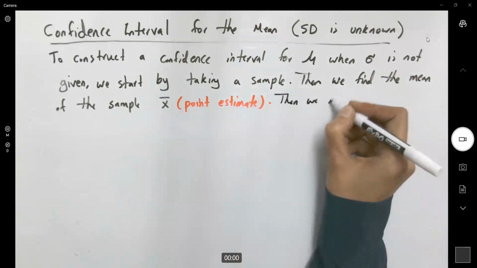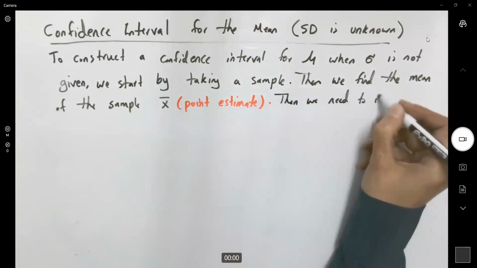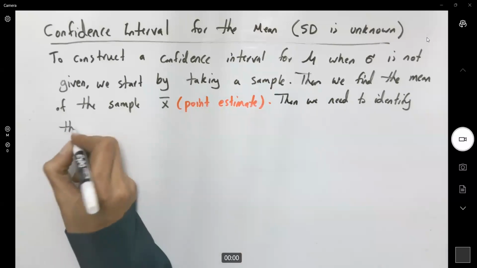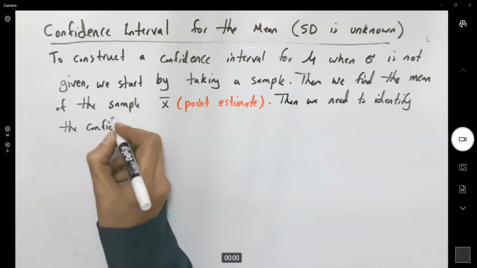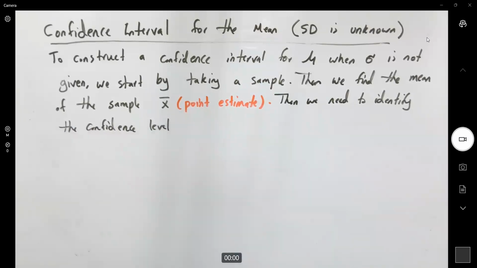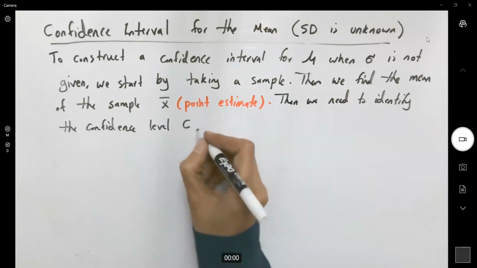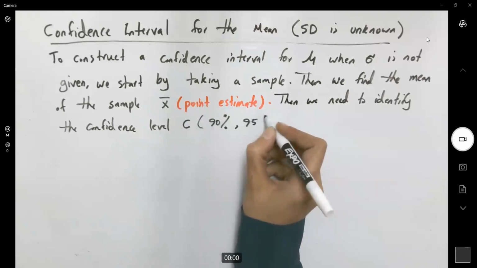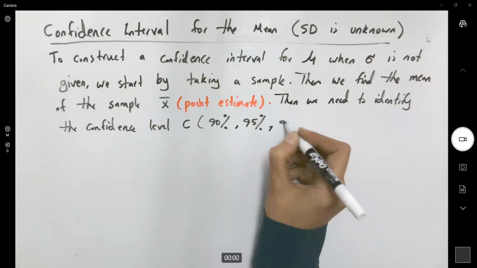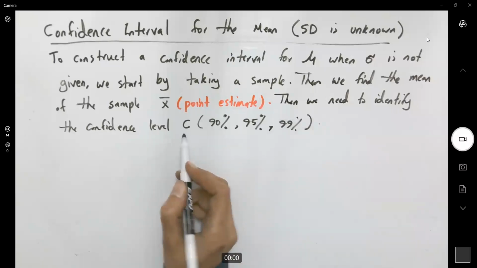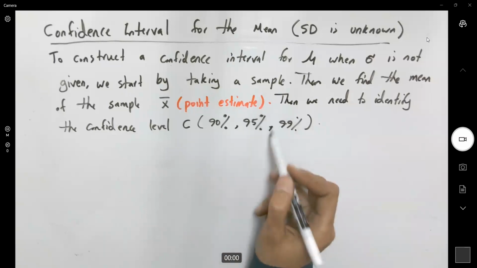Then we need to identify the confidence level, which is C. Again, C: 90%, 95%, these are the popular ones. And if the confidence level is not given to you, you're going to use 95%.